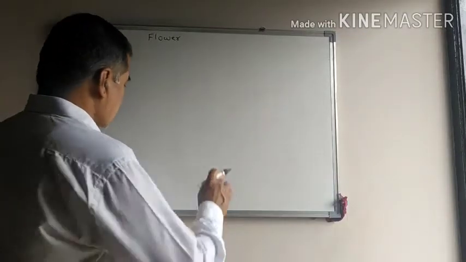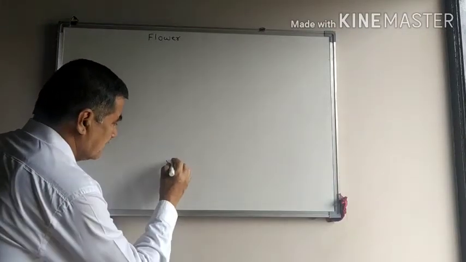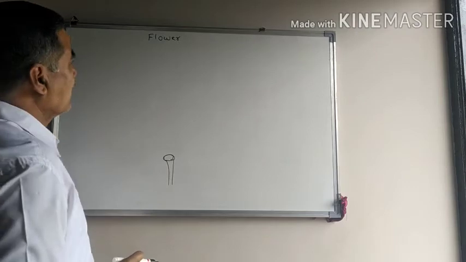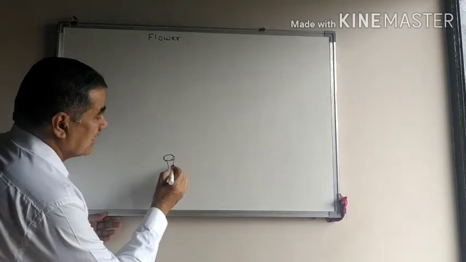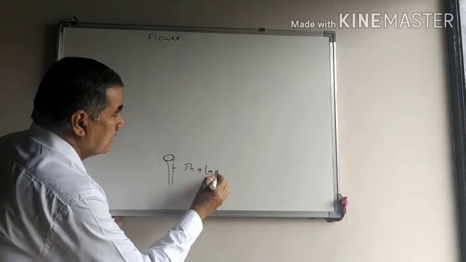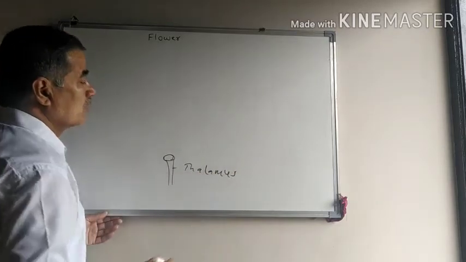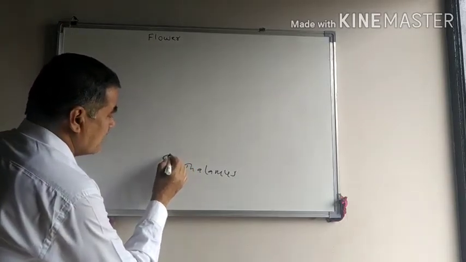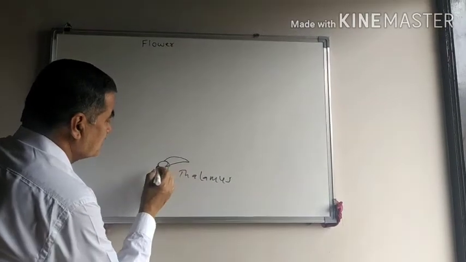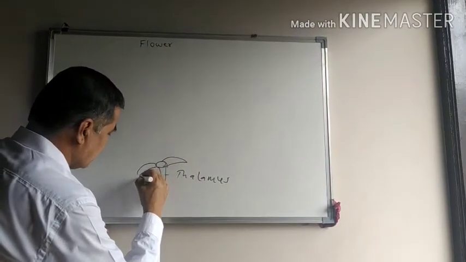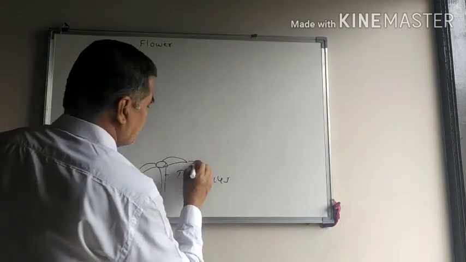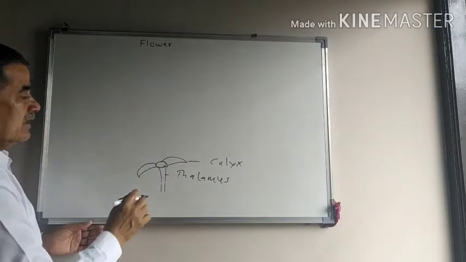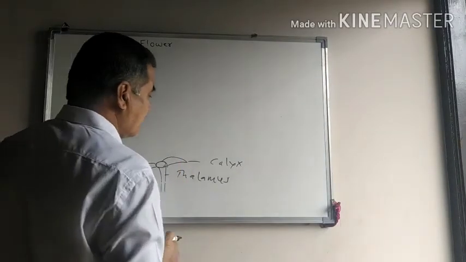In the previous lecture, we have seen the floral whorls which are arranged spirally on the thalamus. Thalamus is the seat of the floral whorls. On the thalamus, four floral whorls are spirally arranged. First, the outermost layer, which is the accessory whorl. It is green in color and protects the flower in bud condition.